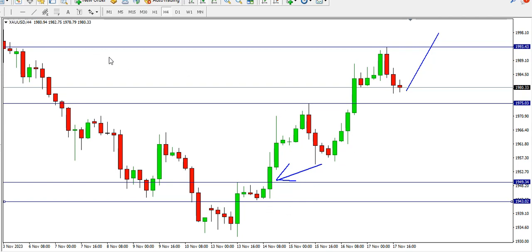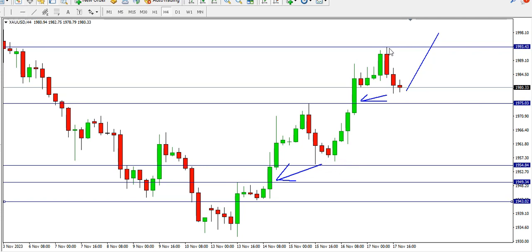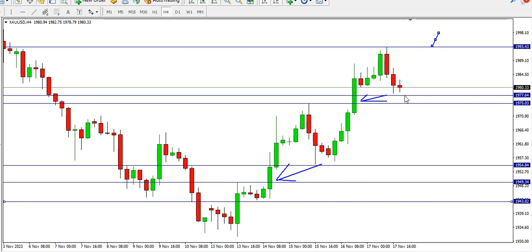You can also enter another trade at this point, above this structural level, and obviously you can see the depth of the retracement. You can place your stop loss below that level. Of course, we have another structural level around here. You can place your buy stop here once price picks it up, and you can place your stop loss somewhere around here. So you can always enter your trades at the break of structure.